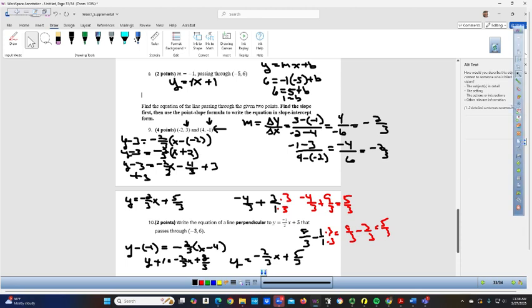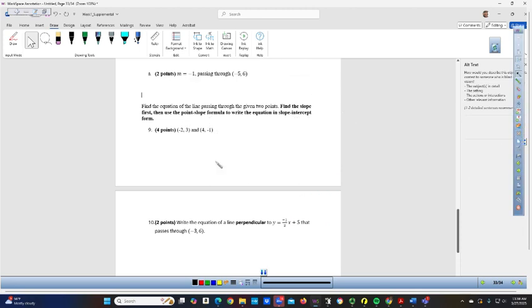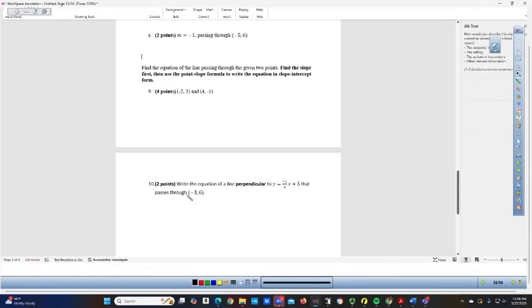All right, so really quick, just looking at this last question, question 10. It says write an equation of a perpendicular line to y equals -1/2 x plus 5 that passes through (-3, 6). So remember, a perpendicular line means that whatever the slope is, I want the opposite reciprocal of that. So the opposite of -1/2 would be -2/1. That would be the reciprocal, and the opposite would just be positive, right? So my m is going to equal 2.